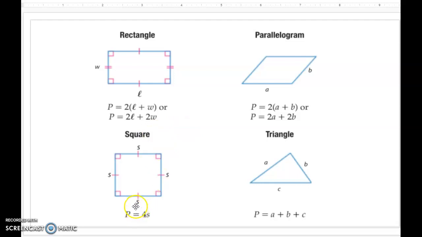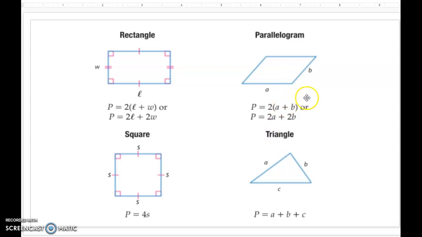Same thing with the square. You could say 2 plus 2 plus 2 plus 2. Or we could say, hey, wait a minute, if they're all the same, couldn't we just take the side length times 4? So that's our equation for the perimeter of a square. P equals 4s, 4 times s, 4 of whatever side length we have.